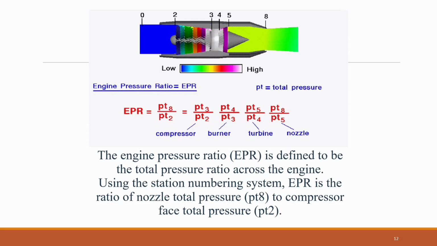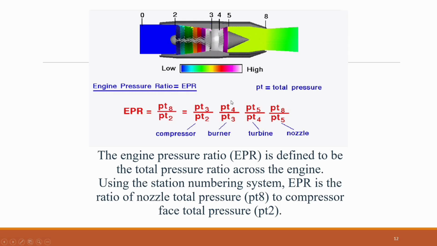EPR can also be expressed as the product of the pressure ratios across each major component of the engine. Using the station numbering system, this can be written as: engine pressure ratio, EPR, is the total pressure at the engine exit divided by the total pressure at the engine inlet. It can be expressed as the product of the pressure ratios across each stage of the engine: low pressure compressor, high pressure compressor, combustor, and nozzle.